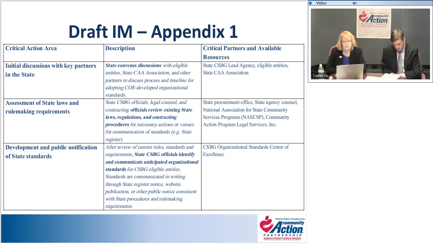The state then moves into assessing state laws and rulemaking procedures, where state CSBG officials, their legal counsel, and contracting units review existing state laws, regulations, and contracting procedures to see what needs to be changed and what processes need to happen. Next is developing public notification: after review of current rules and standards, officials identify and communicate anticipated standards and timelines, in writing and on websites, getting the communication out to the field. I know you have rules and regulations at the state level to do that in a variety of ways on a number of components already. It's talking here about doing that on standards specifically.